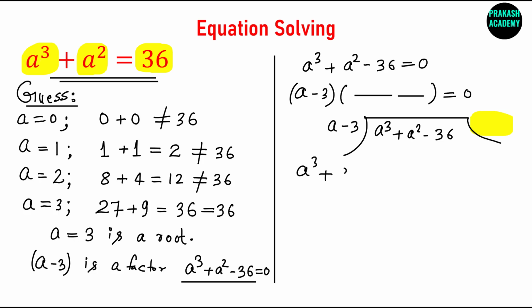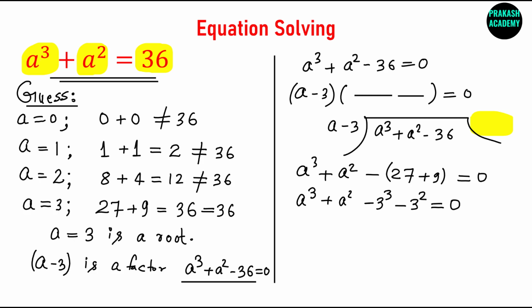So what we will do is, since 3 is the root, I can express 36 as 27 plus 9. So 27 plus 9 is 36, and 27 is nothing but 3 cube, so this is 3 cube, and take the minus sign inside, and 9 is nothing but 3 square, is equal to 0. Now let us say these two terms, that is the first term and third term, we can club them, and this term and this term we can club together.